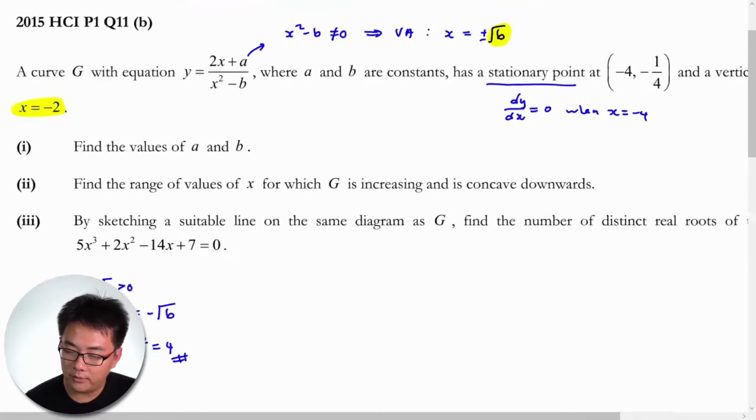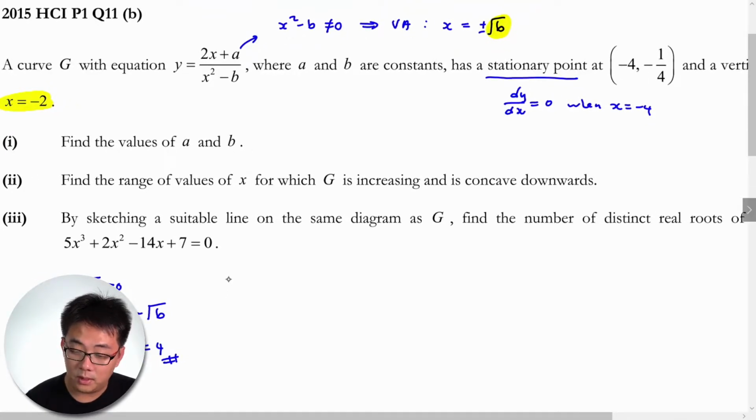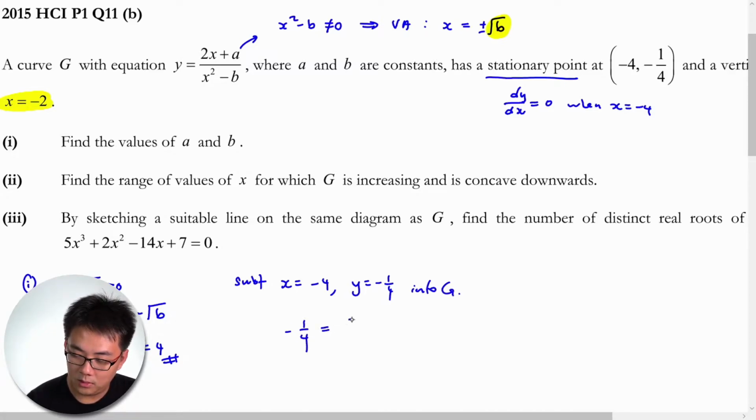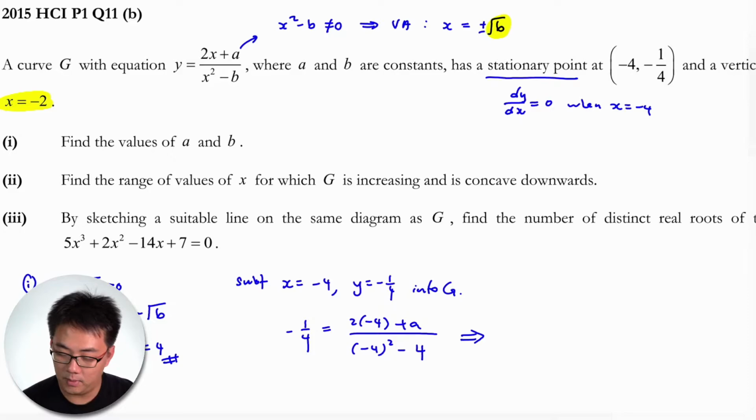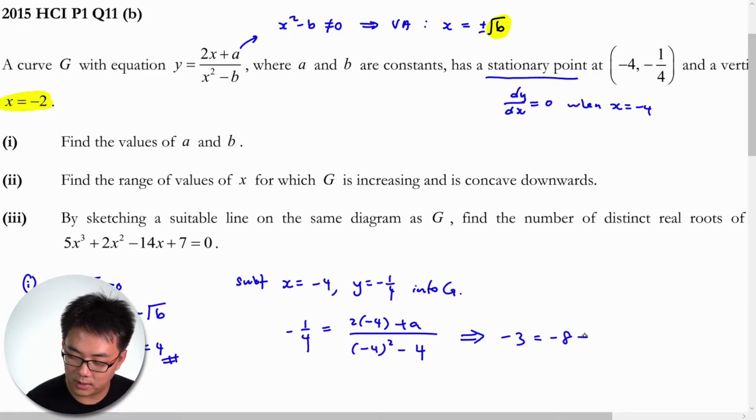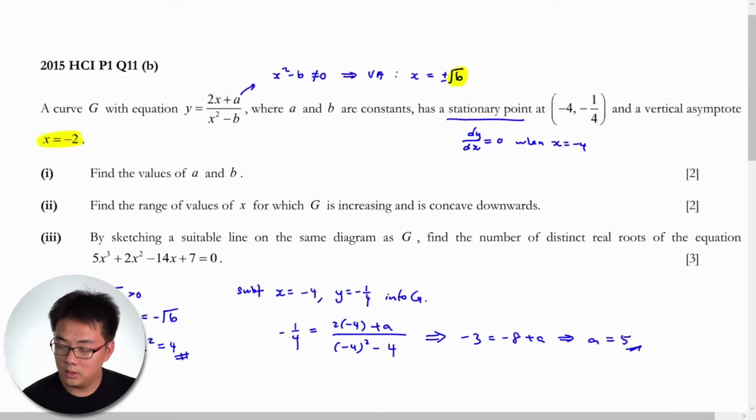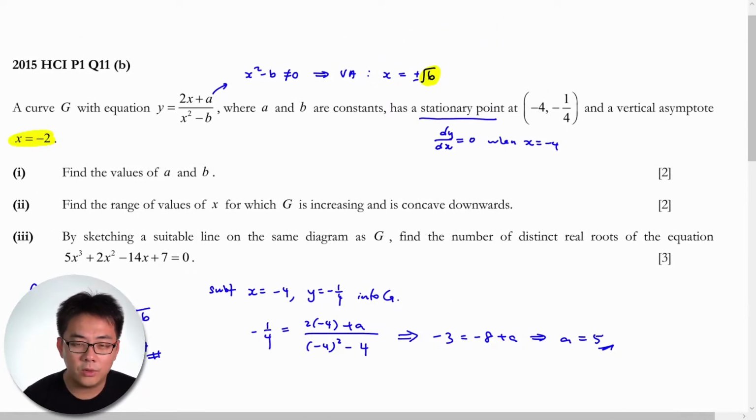Then once you've done that, what you're going to do is substitute x equals -4 and y equals -1/4 into g. So this would be -1/4 equals 2 times -4 plus a over (-4) squared minus 4. So 16 minus 4 will be 12. So it's -3 equals -8 plus a. So a will just be 5. That's what you will get. 2 marks, pretty straightforward marks, I think.